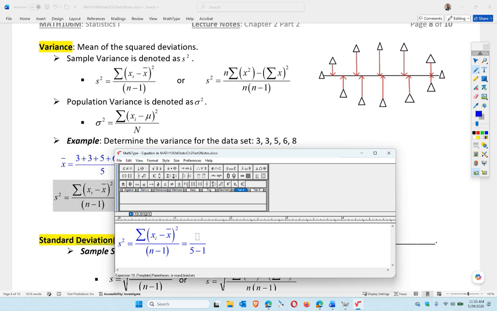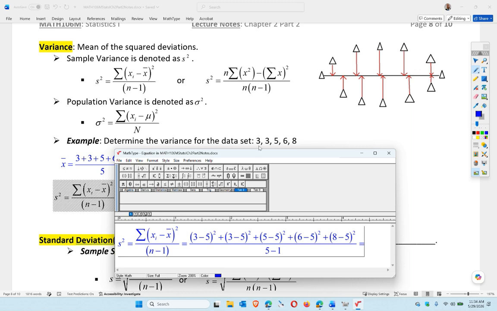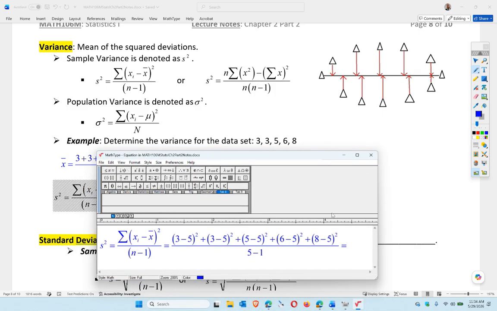And the rest of these are going to be 3 minus 5 squared, because the 3 is the first number in the list and the mean is 5. Then we add the next one, which would be another 3. Copy the whole thing, copy, paste. The next number is a 3, the next is a 5, the next is a 6, and the next is an 8. So these are the squares of the deviations, basically, for 3, 3, 5, 6, 8, and the mean is 5, which we already calculated in the prior section.